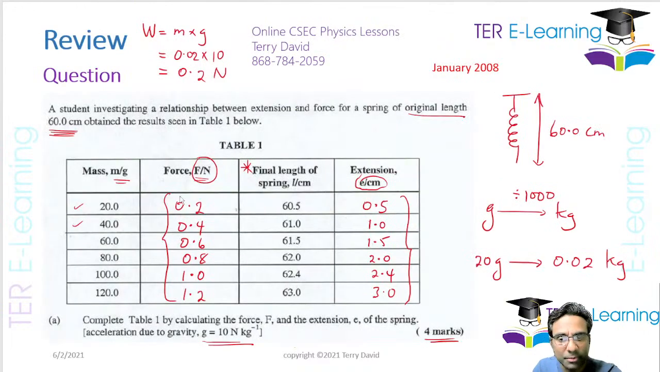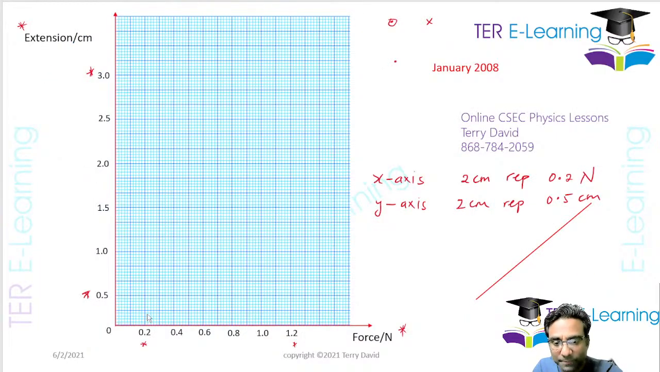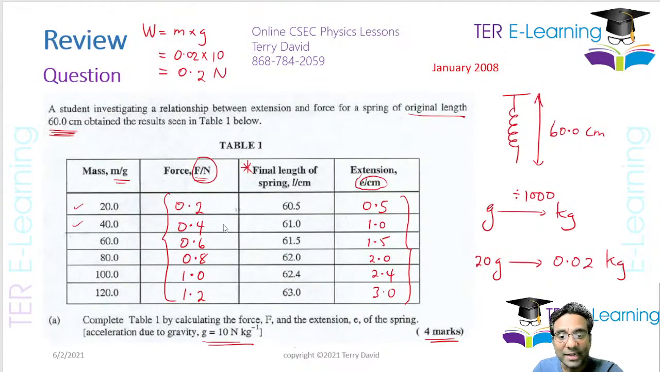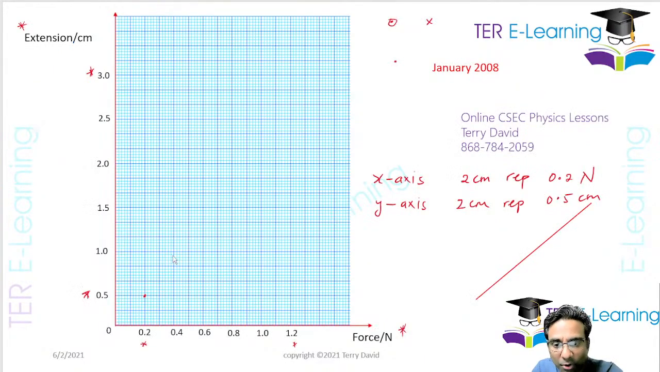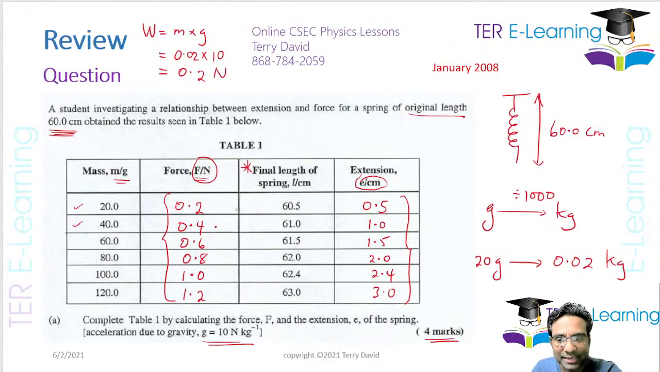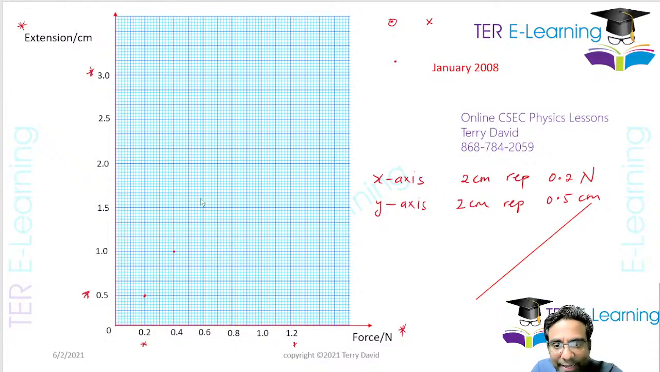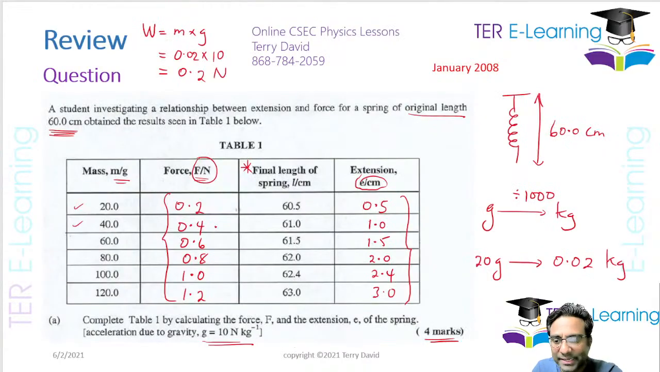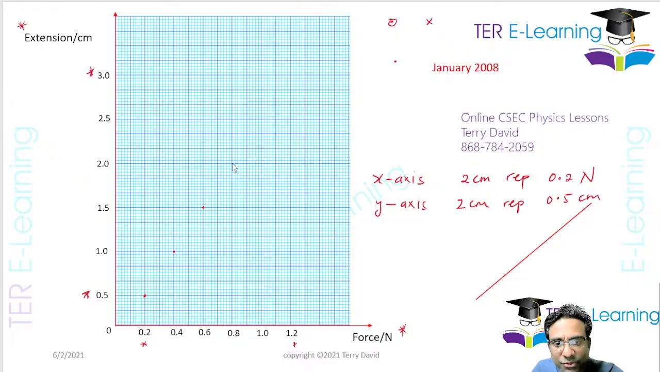So let's go and see what we're going to plot. The first value that I'm going to plot is 0.2 and 0.5. So 0.2 is my force and 0.5. So I'm going to put a dot here. That's my first point. You all are getting marks for plotting your points accurately, so be careful. So that's 0.2 against 0.5. The next one is 0.4 against 1.0. That's this value here. Next value is 0.6 against 1.5. That's this value here. Right? 0.8 against 2.0, as here.